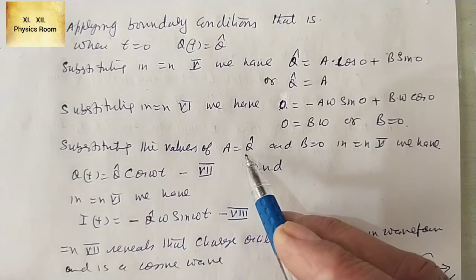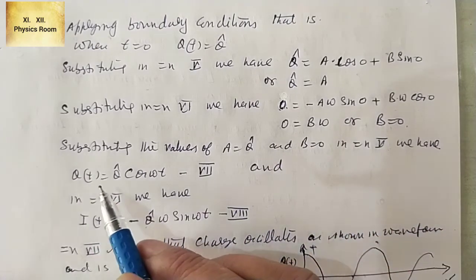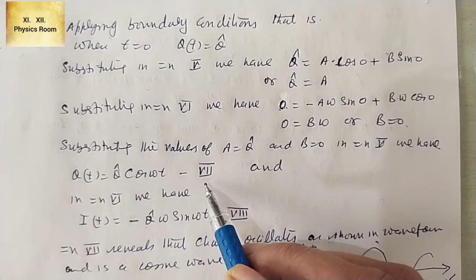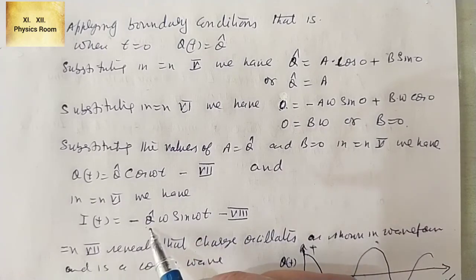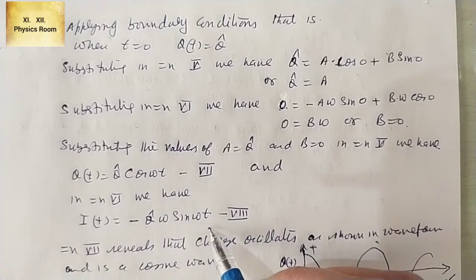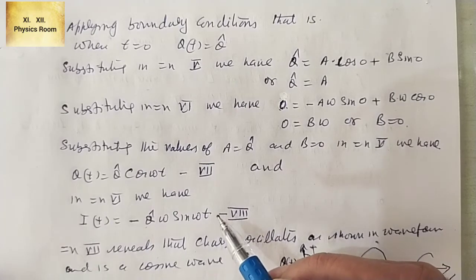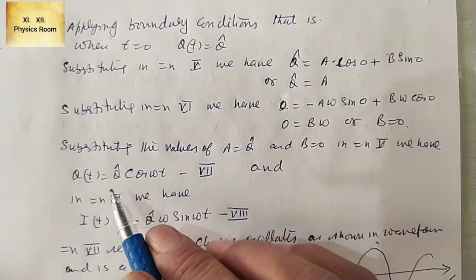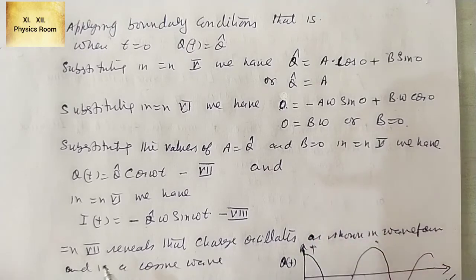Substituting the values of A equal to q max and B equal to 0 in equation 5, we have q(t) is equal to q max cos omega t. Let us mark it as equation number 7. And in equation 6, we have i(t) is equal to minus q max omega sin omega t, and mark it as equation 8. So when we substitute the values in equation 5, we get q(t) equal to q max cos omega t, and when we substitute in equation 6, we get i(t) equal to minus q max omega sin omega t.